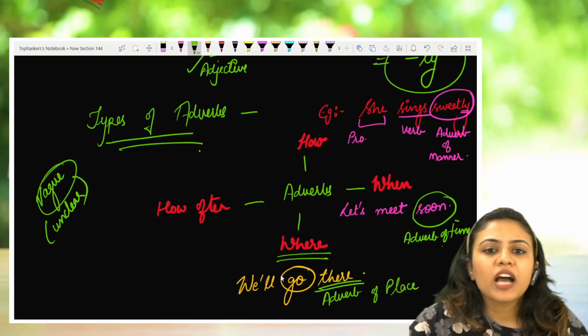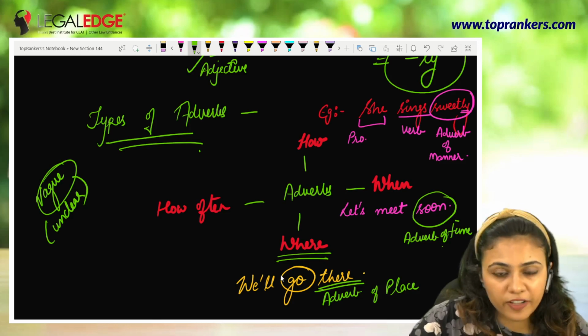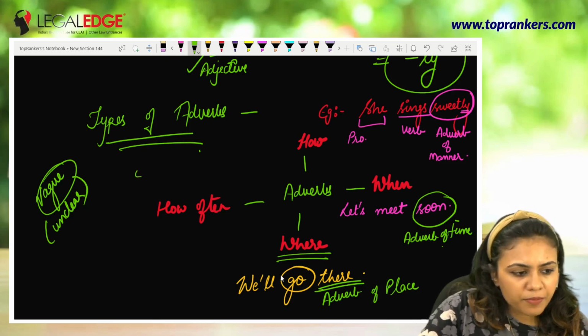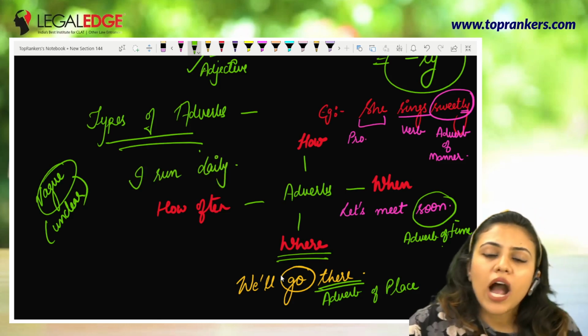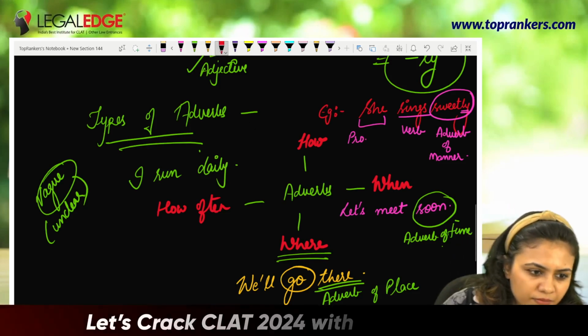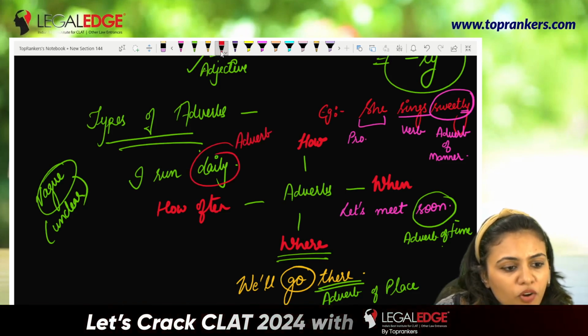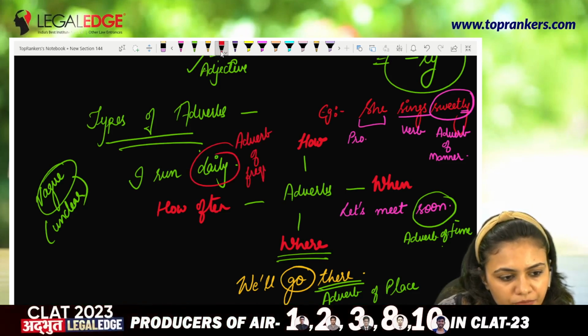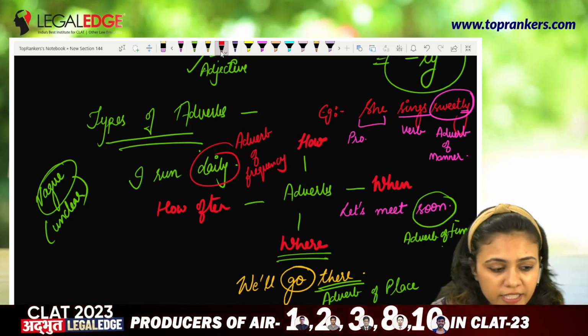And when I talk about how often, it basically tells us about the frequency of an action. For example, when I say, I run daily. So, how often do I run? How often does this activity take place? Daily. So, this tells us about adverb of frequency. As simple as that. Okay, I hope this is clear.